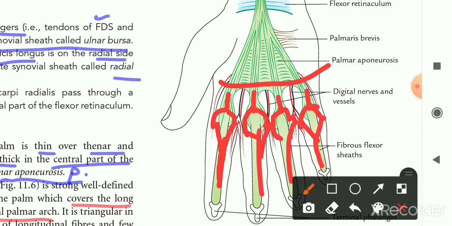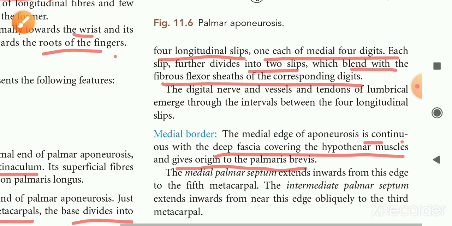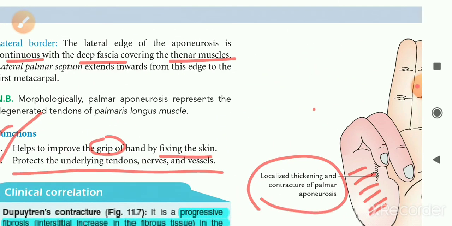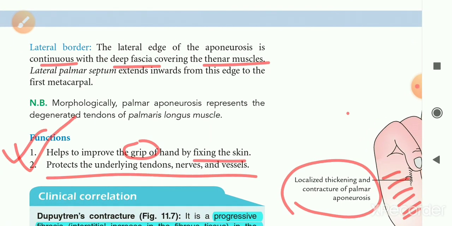Okay, and the medial border is continuous with the deep fascia of the hypothenar muscles, and the lateral border is continuous with the deep fascia of the thenar muscles.